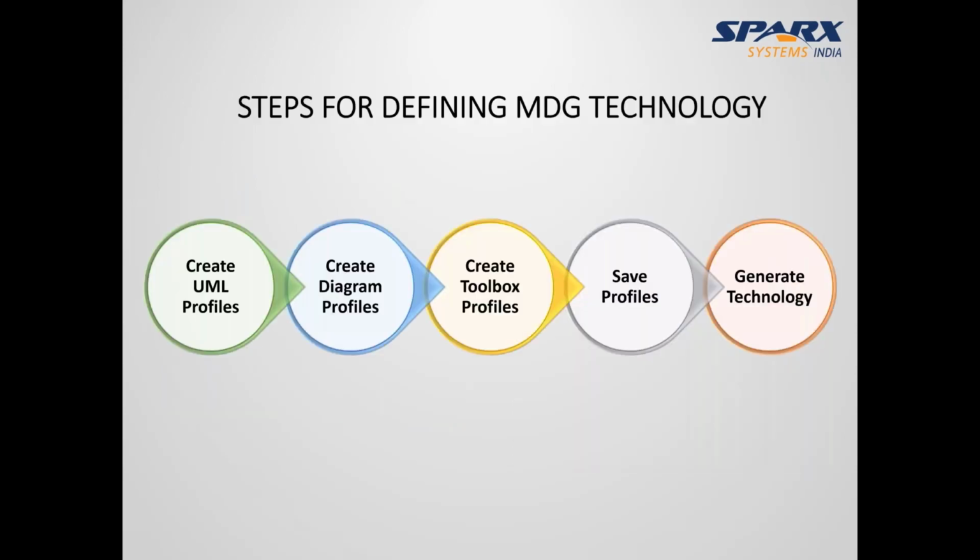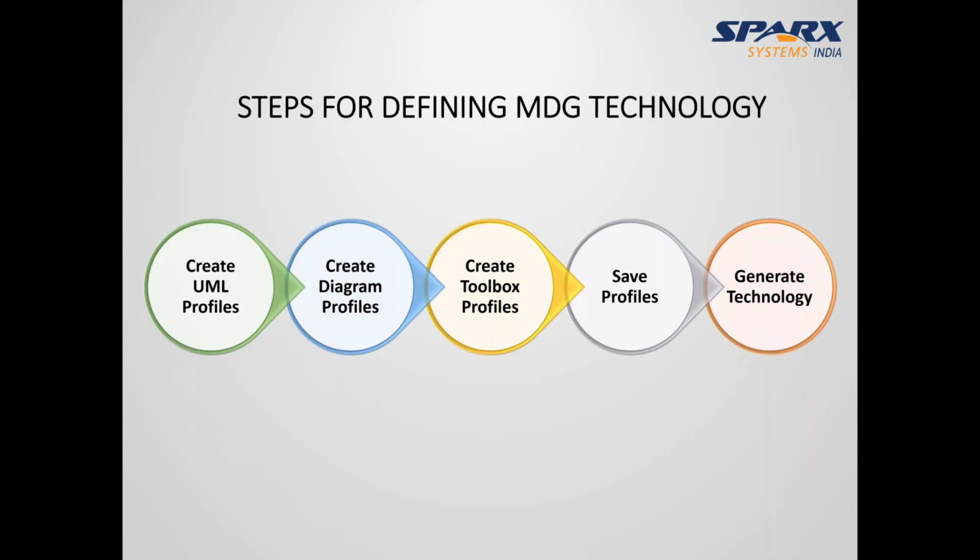These are the steps that we need to follow for defining an MDG technology. We need to save the profiles, diagram profiles, and the toolbox profile as an XML file. And then we need to call all these XML files into an MDG technology using the MDG technology creation wizard, and then deploy the MDG technology into the repository.